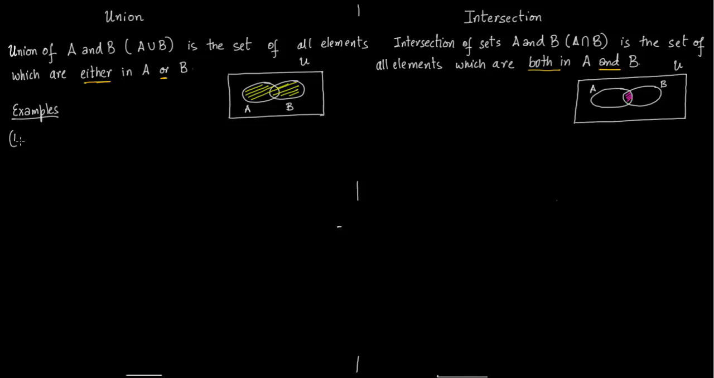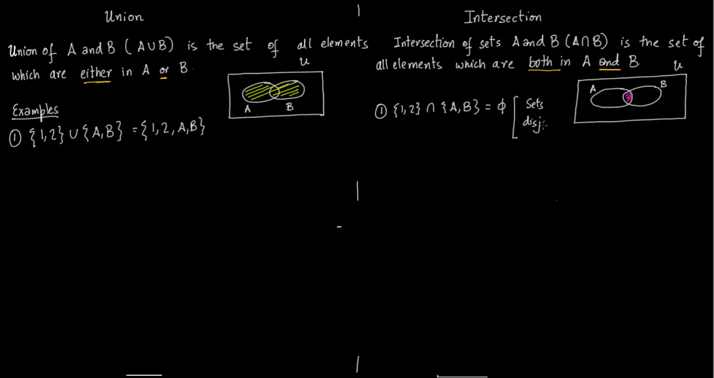The first example is you are taking {1, 2} union with {A, B}. So you get {1, 2, A, B}. Now we take the same example for intersection. Notice that {1, 2} and {A, B} have no element common. So we get a null set. And this is precisely the definition of disjoint sets. So the set {1, 2} and set {A, B} are disjoint sets because they do not have any common member.